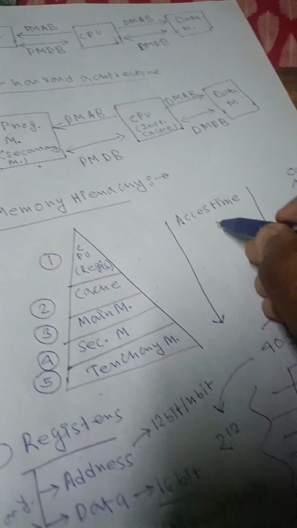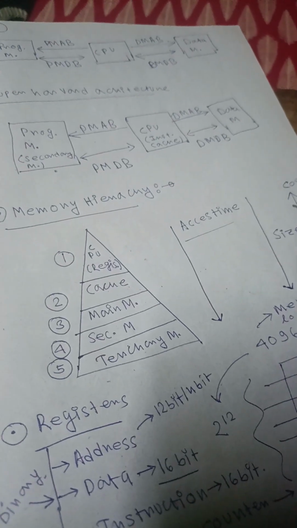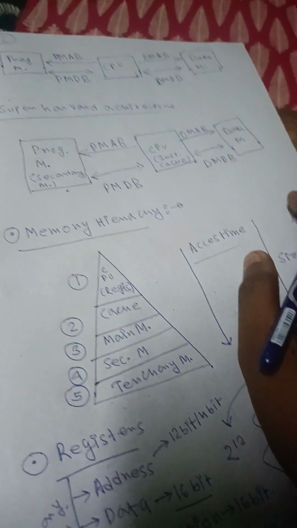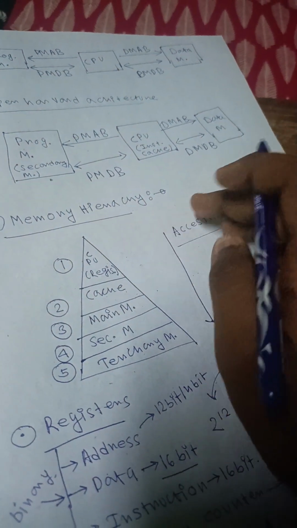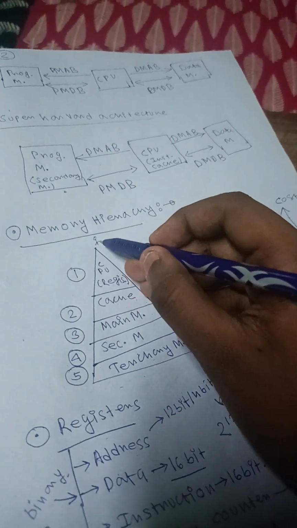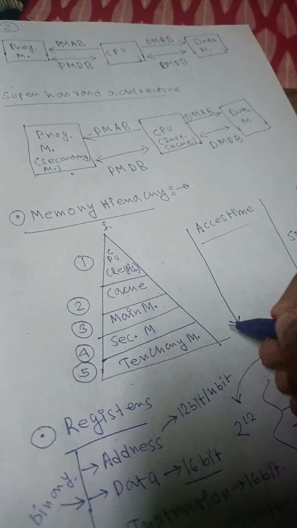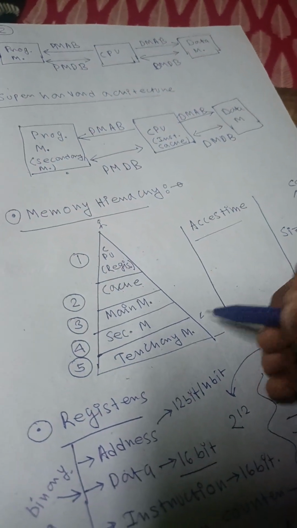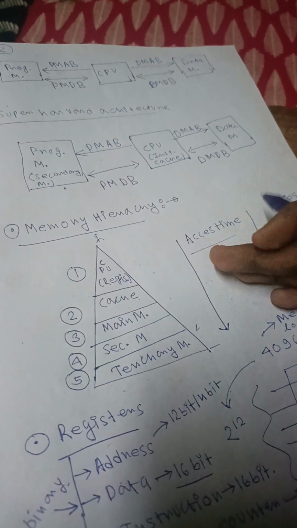As we go down the pyramid, the access time is very high. Why is it high? Let's understand with an example. If the market is far away from your home, let's suppose you are at the top of the pyramid and the market is at the bottom of the pyramid, you need to travel more distance to get to this memory. So that's why access time is high. It's not the actual reason, but it's easy to remember.